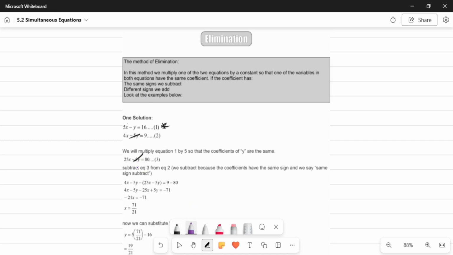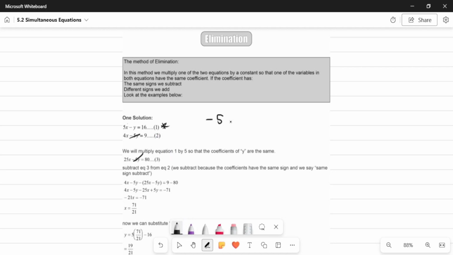This is why I said once you have one of the variables in both equations having the same coefficient, please pause that and hear what I said slowly. Once you have one of the variables in both of the equations having the same coefficient, then you follow this rule. Same sign, subtract, different sign, add. Then you check, do they have the same signs? If they do, then subtract both the equations. If they have different signs, then add.